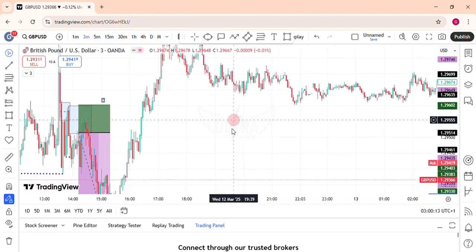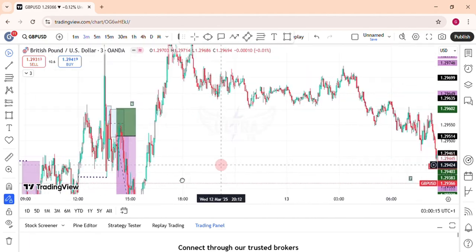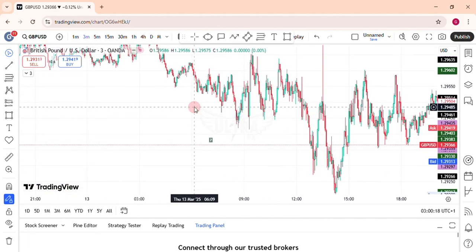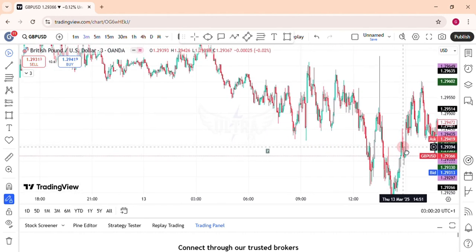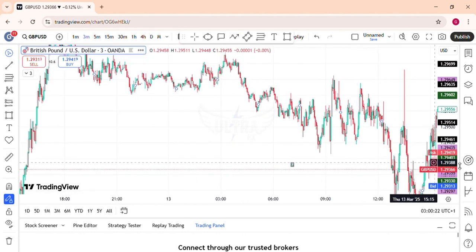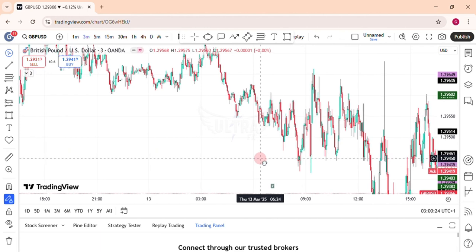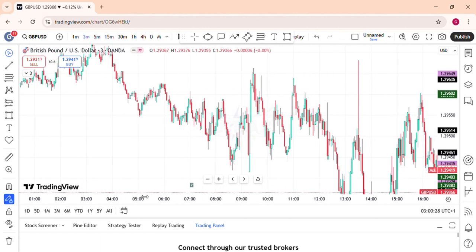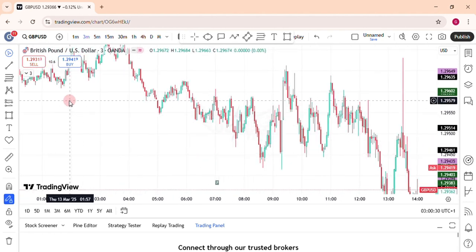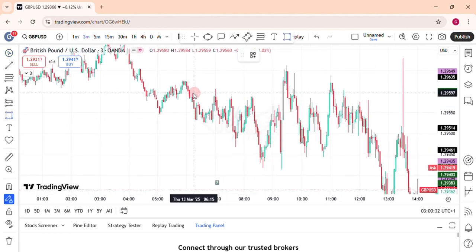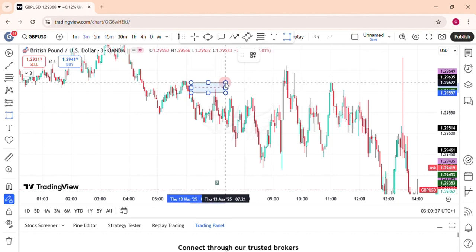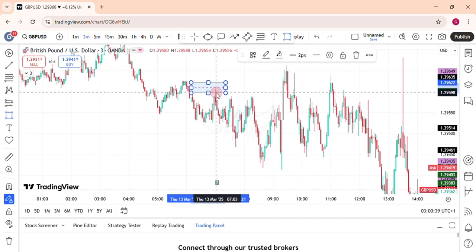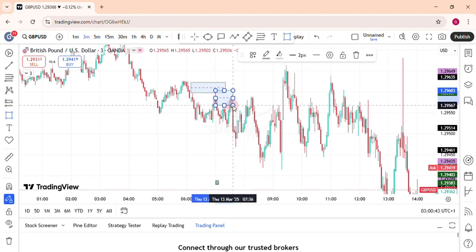Now onto our number 7th trade. Let's move to our number 7 trade. All right, so this is our number 7 trade right here. We have a fair value gap here. This is our fair value gap here. Price tapped into this fair value gap right here, and price also tapped into this fair value gap right here.